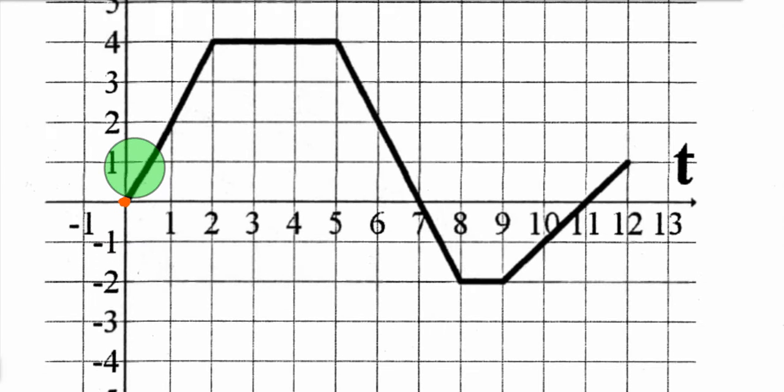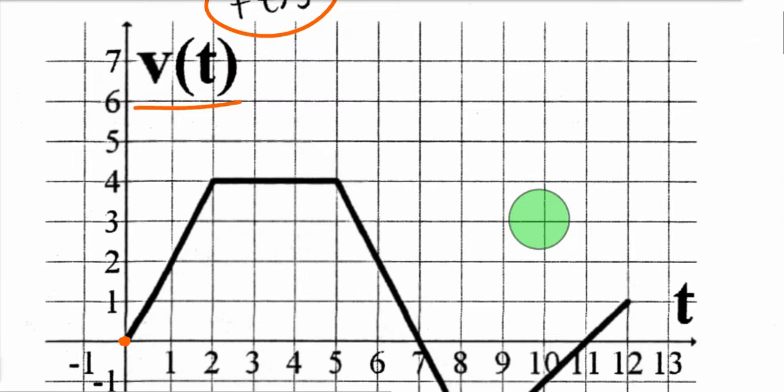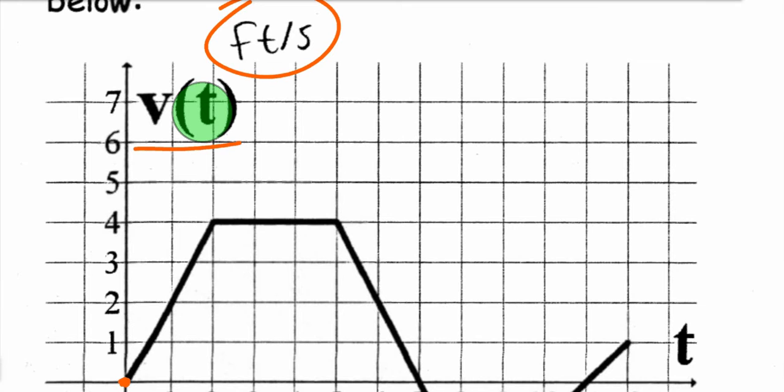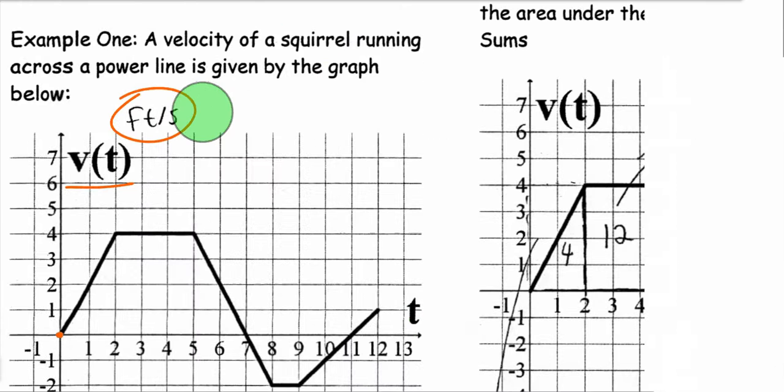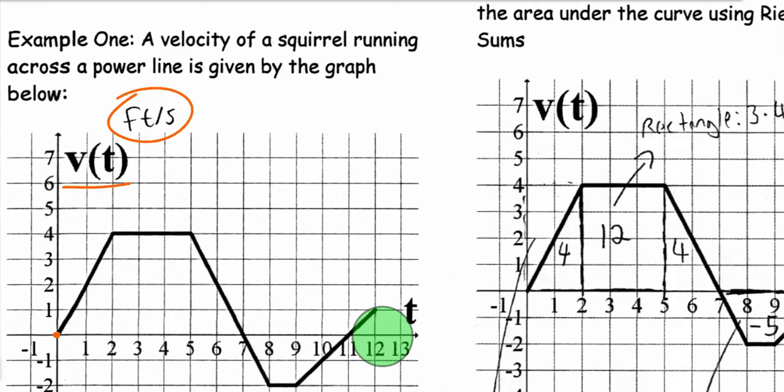So basically what that means is we're going to be finding the area under the curve of this graph. Since this is a velocity graph, if we integrate it, it will give us displacement. It will give us the change in position from 0 to 12. So that's exactly what we're going to do.